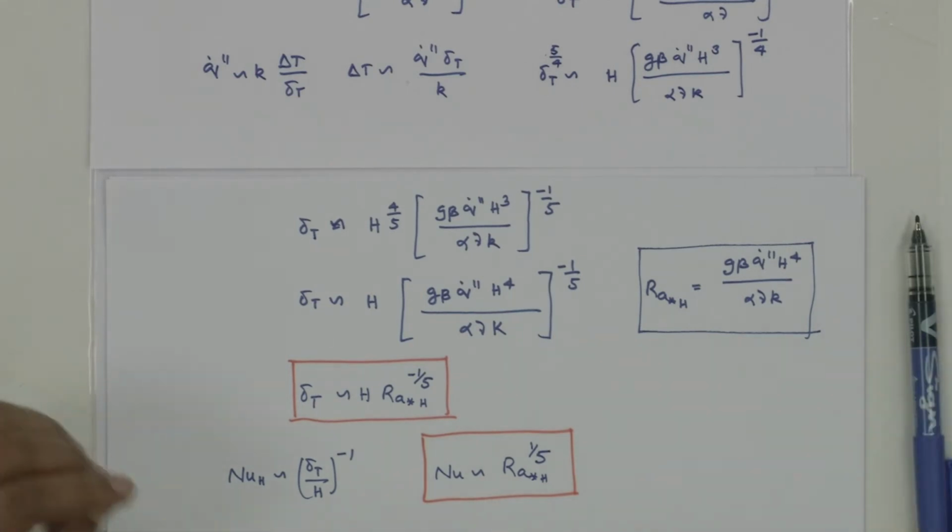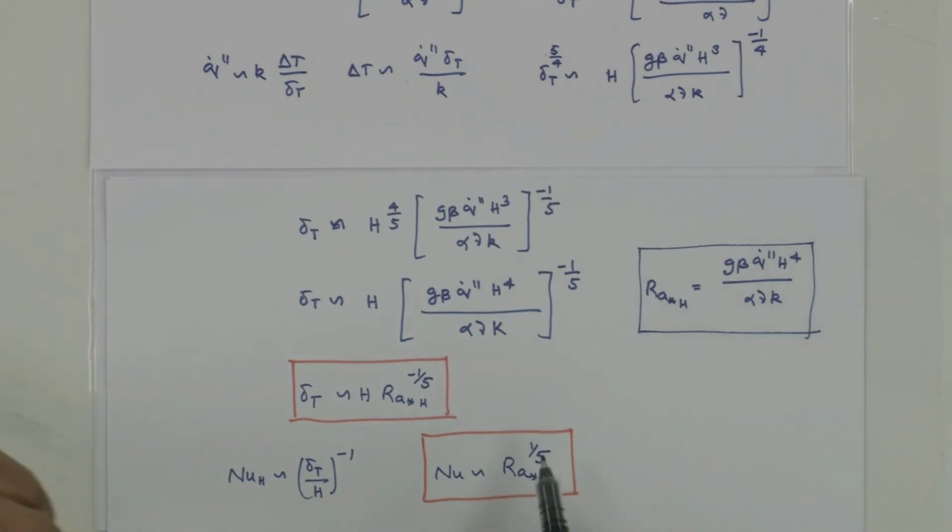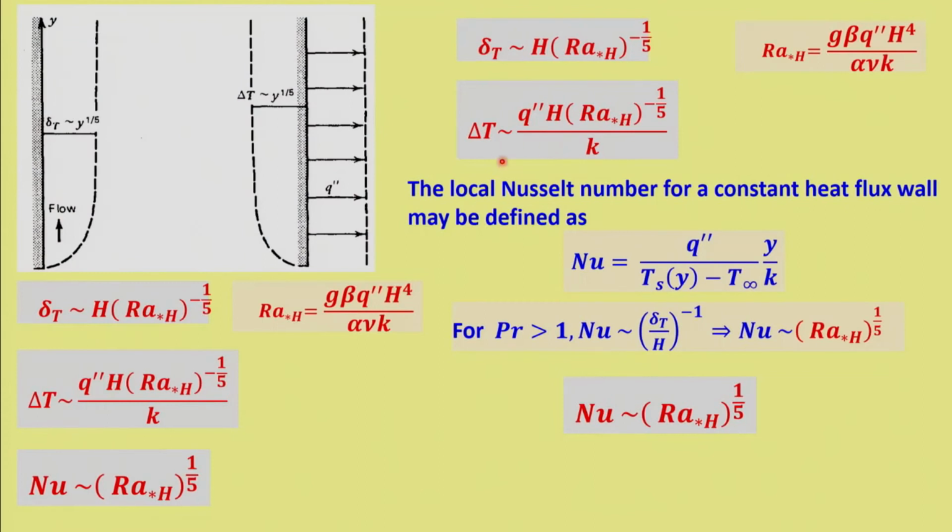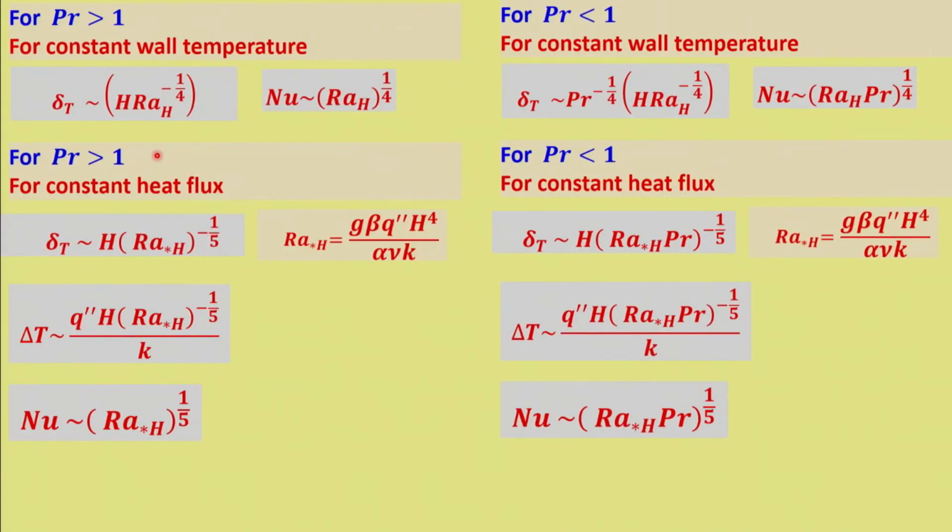Okay, so you got, now you can see that delta T, if you just come to the slides, delta T is Q double dash H Ra to the power of minus 1 by 5 by k. So H into H to the power of minus 4 by 5, that is H to the power of 1 by 5. So that is why delta T is of the order of y to the power of 1 by 5. So Nusselt number we got. Now if you just see the slides, for Prandtl number 1, constant wall temperature, we know this.